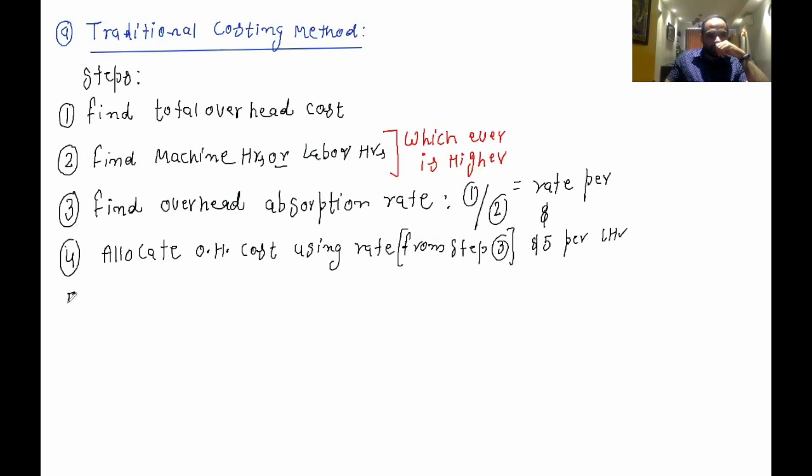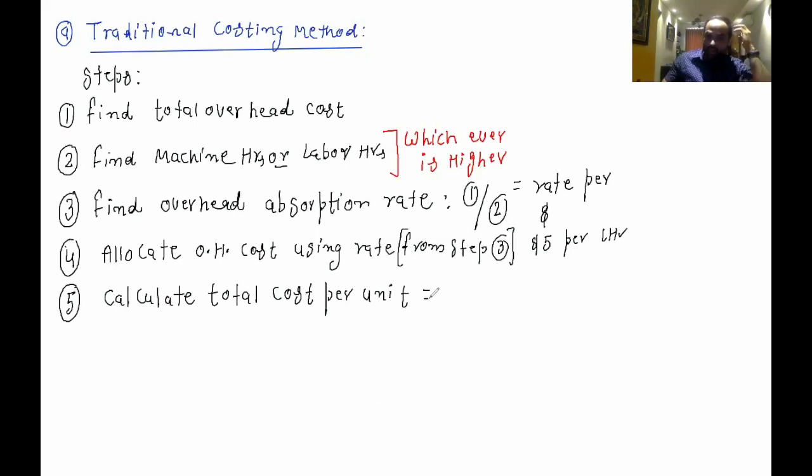Now step five. Step five is calculate total cost per unit. Total cost is a combination of overhead, direct labor, and direct material. Overhead we just calculated in step four, right? Step four gives you overhead. The direct material and direct labor are given in your question.